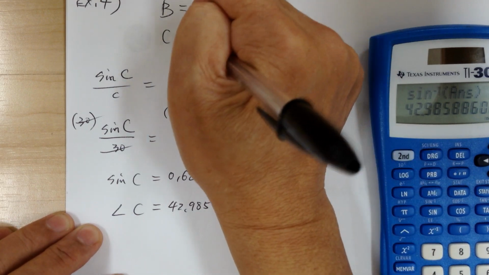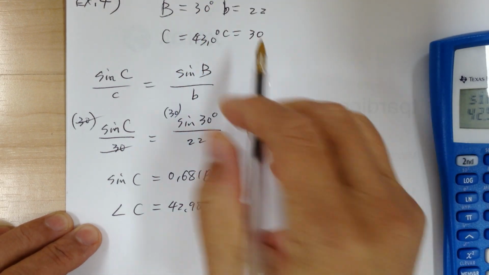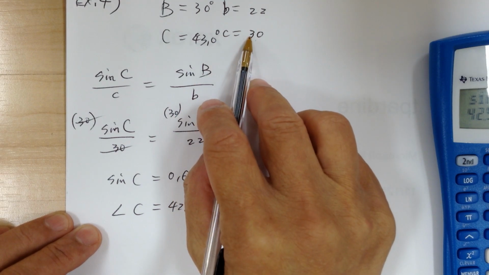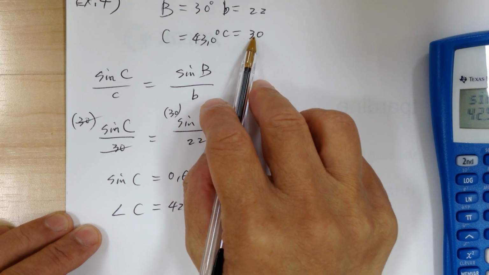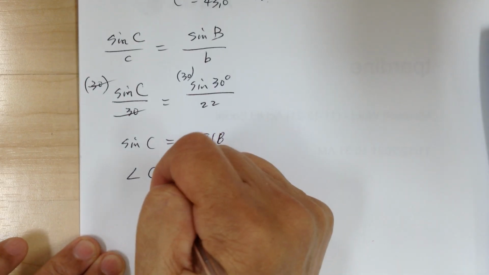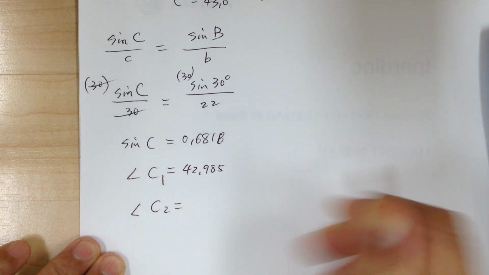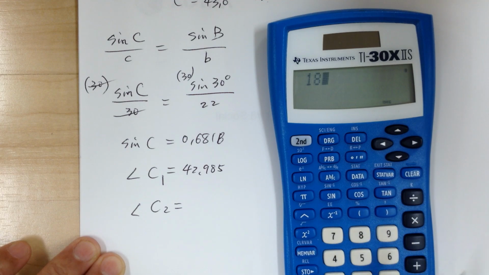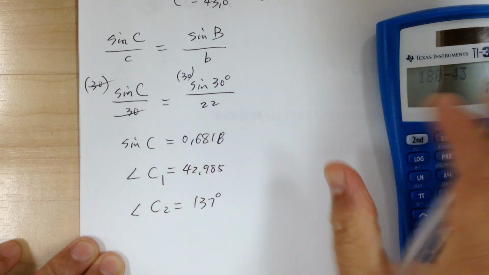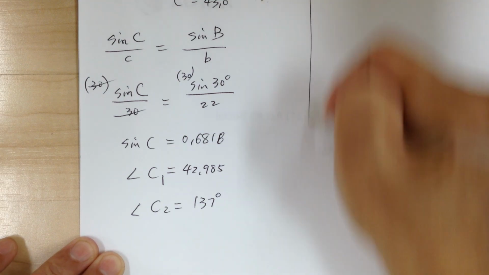So this would be 43.0 degrees. But here's a problem. Because if this is bigger than that, you know this is not the smallest angle, so this could be the biggest one. Whenever this is a bigger angle, then you have to get second possibilities. So angle C1 possibility is 43. So angle C2 would be 180 minus 43 equals 137 degrees. So that means you have to get second possibilities.